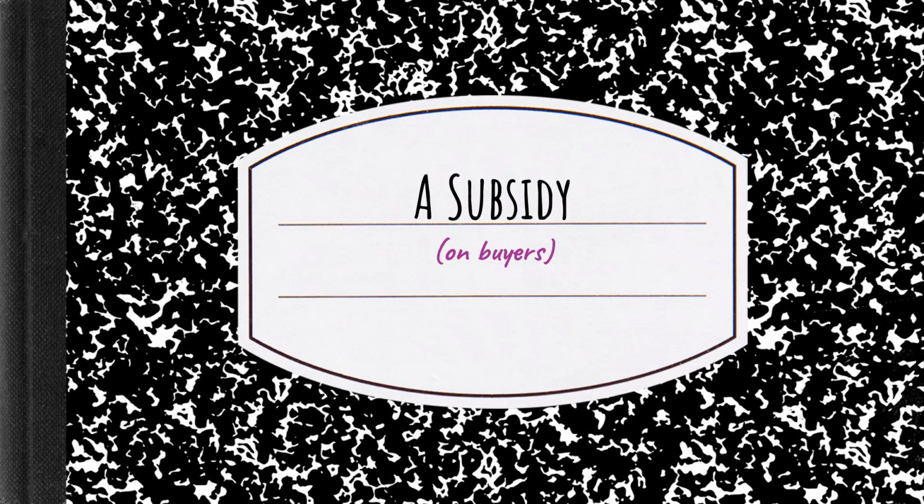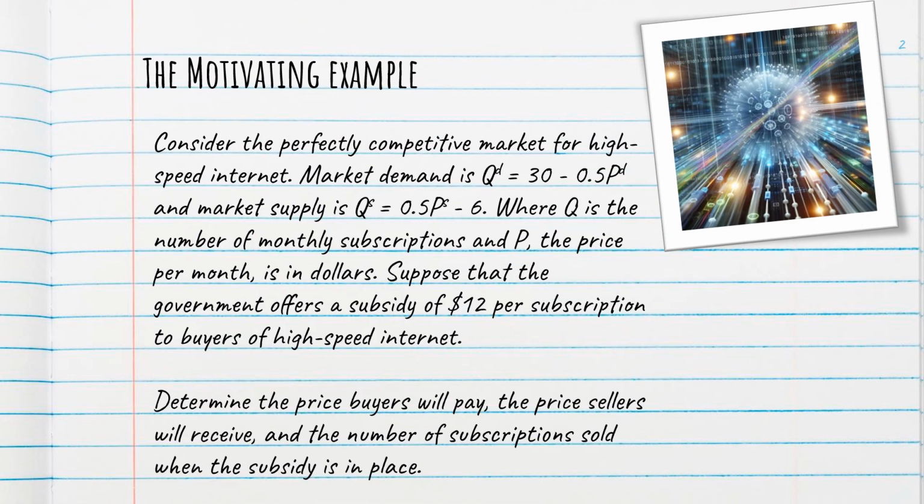In this short video, we're going to learn how to solve for the equilibrium when a subsidy is placed on buyers. Let's consider the perfectly competitive market for high-speed internet. Market demand is 30 minus 0.5p and market supply is 0.5p minus 6. In this case, Q is the number of monthly subscriptions and P, the price per month, is in dollars. Let's suppose in addition that the government is offering a subsidy of $12 per subscription to buyers of high-speed internet. Our goal is to determine the price buyers will pay, the price sellers will receive, and the number of subscriptions sold when the subsidy is in place.